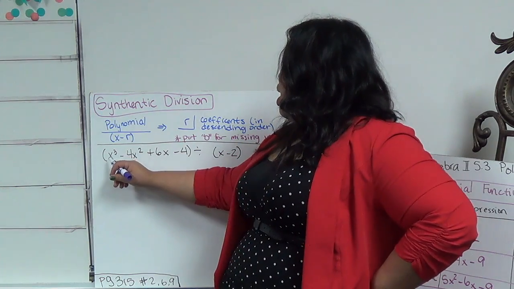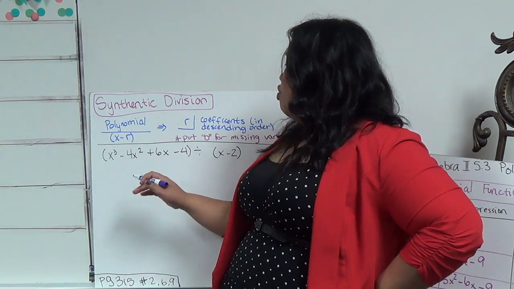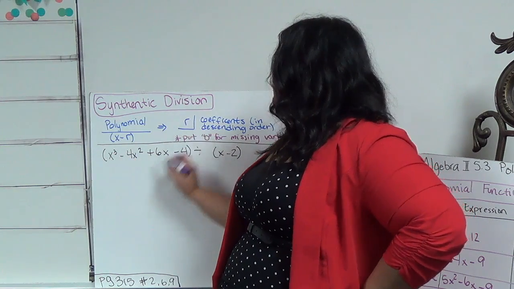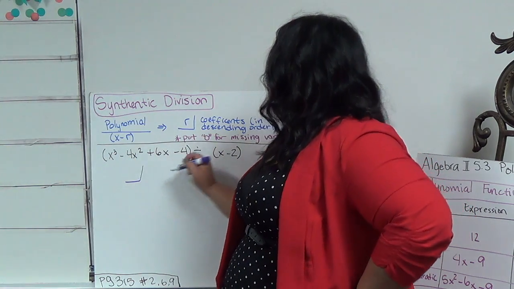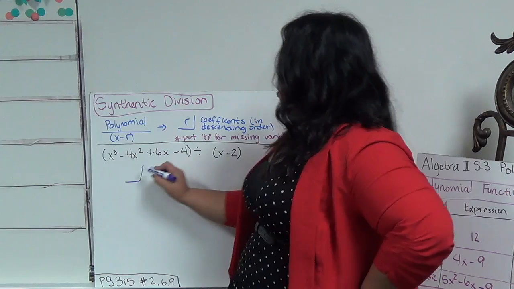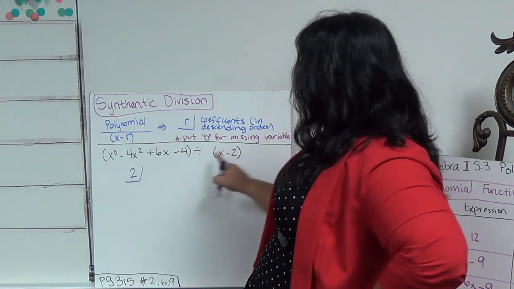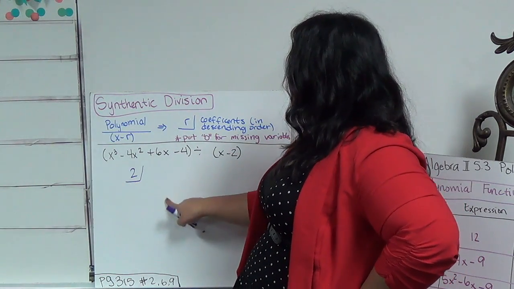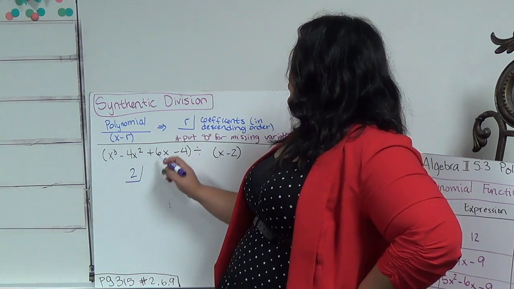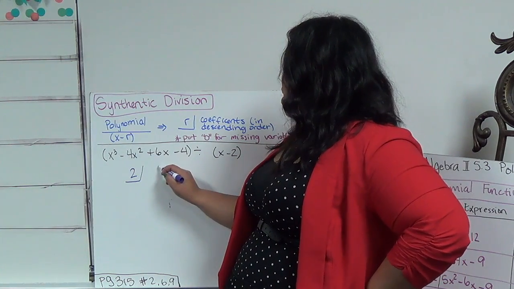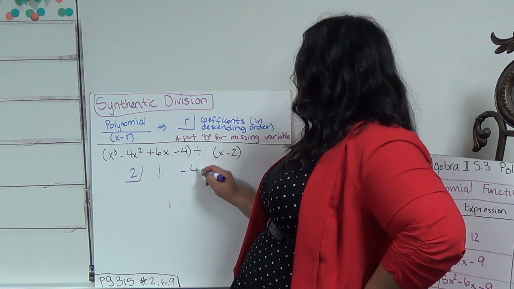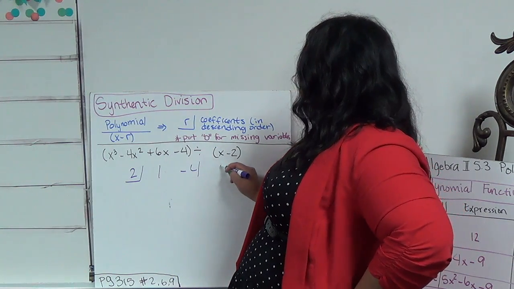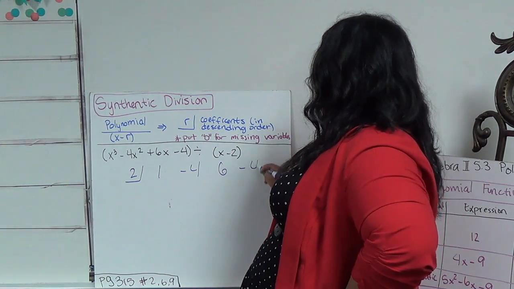So here, the coefficient is just the number in front of it. I'm going to start with my r, which is 2, because it's negative r. So if this is negative 2, I'm going to put a 2 here. If it was positive 2, I would put a negative 2 here. And then we're going to put all the coefficients: 1, negative 4, positive 6, and negative 4.